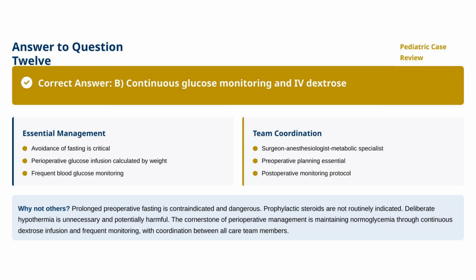Avoidance of fasting is critical in GSD type 1 patients undergoing surgery. Perioperative glucose infusion rates should be calculated based on weight, typically 8 to 10 milligrams per kilogram per minute. Frequent blood glucose monitoring is essential to maintain normal glycemia. Coordination between surgeon, anesthesiologist, and metabolic specialist is crucial for optimal outcomes.